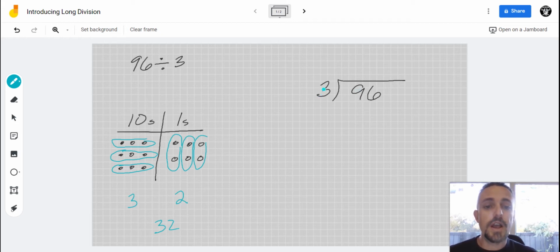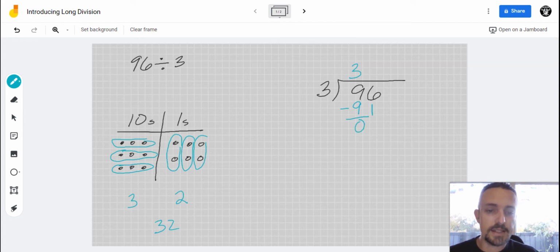All right, so how many times does 3 fit into 9? Well, we know our math facts, so 3 times 3 equals 9. So I put a 3 up on top of the tens column, and I say, okay, 3 times 3 is 9. So I'm now going to subtract 9 and get rid of that part, and I end up with a 0 right there.